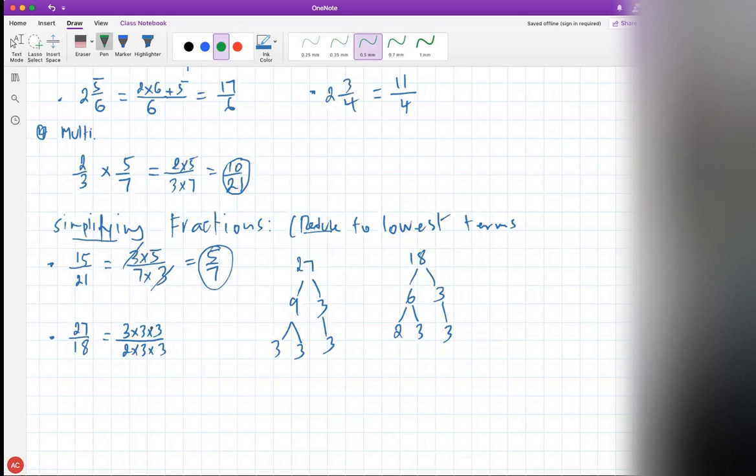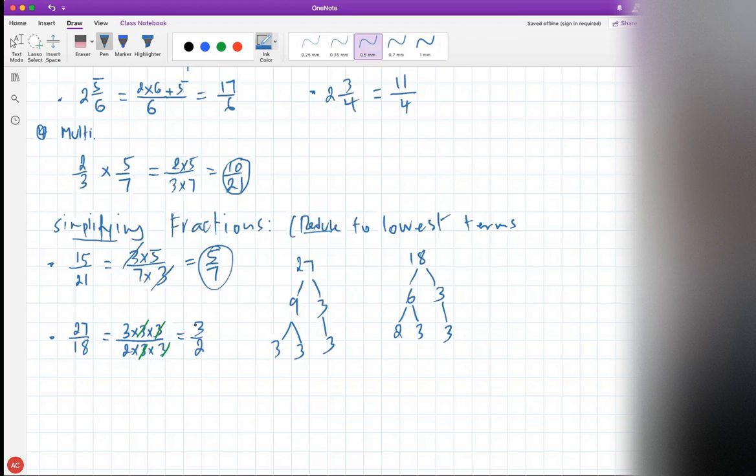Now, what do we do next? Cross out the ones that are similar. So the 3s. That's right. Cancel the common ones, so we can cancel 3 and 3. We can cancel 3 and 3. And we end up with 3 over 2. So as you can see, these are the same, they're equal.